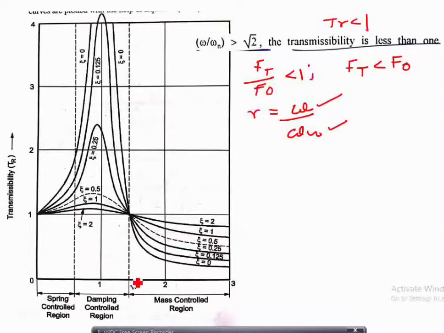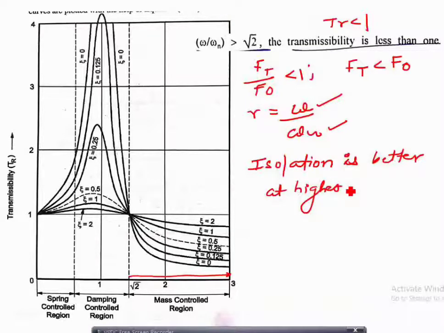So you can see that as the R goes on increasing, that is from root 2, 2 and up to 3, the transmissibility goes on decreasing. And as the transmissibility goes on decreasing, obviously the amplitude of forced vibration will also decrease, and the amount of force transmitted to the foundation will also decrease. So I can write here that isolation is better at higher speed.